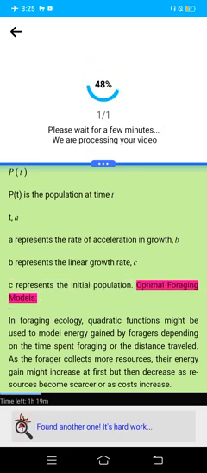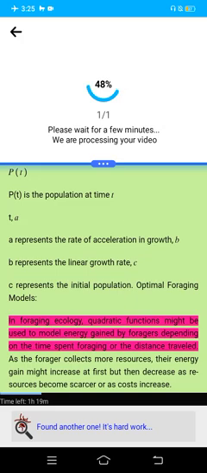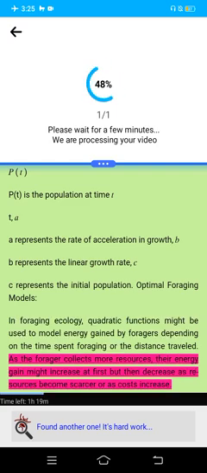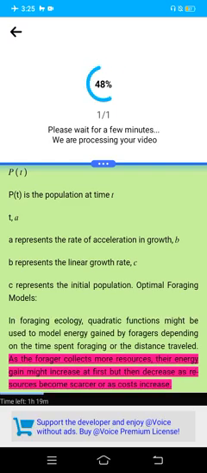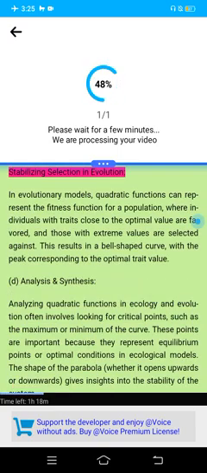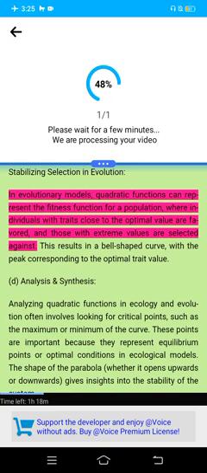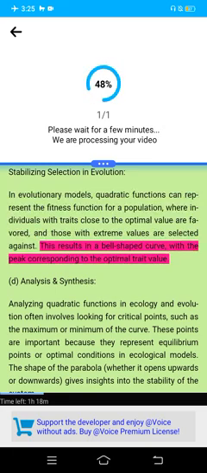Optimal foraging models. In foraging ecology, quadratic functions might be used to model energy gain by foragers depending on the time spent foraging or the distance traveled. As the forager collects more resources, their energy gain might increase at first but then decrease as resources become scarcer or as costs increase. Stabilizing selection and evolution. In evolutionary models, quadratic functions can represent the fitness function for a population, where individuals with traits close to the optimal value are favored, and those with extreme values are selected against. This results in a bell-shaped curve, with the peak corresponding to the optimal trait value.